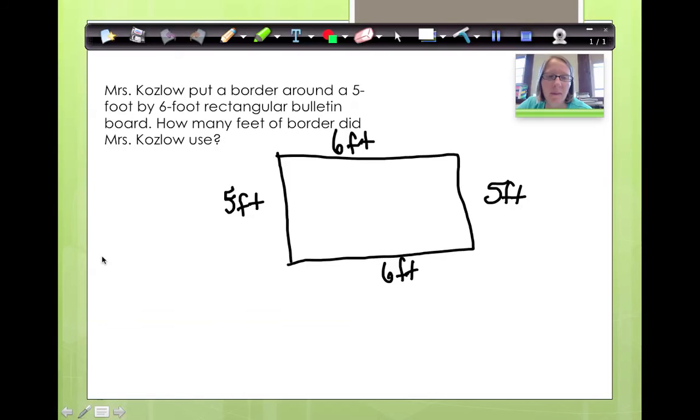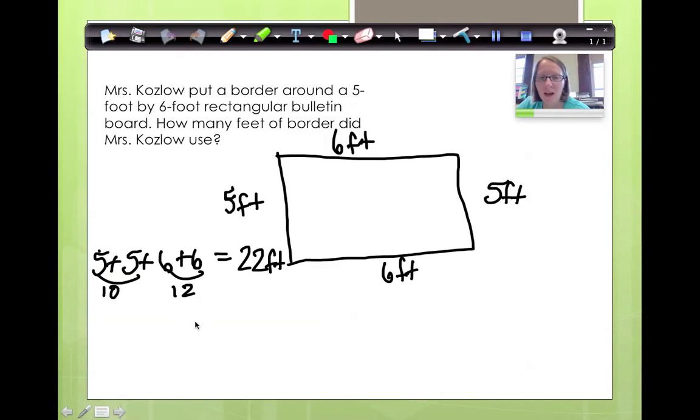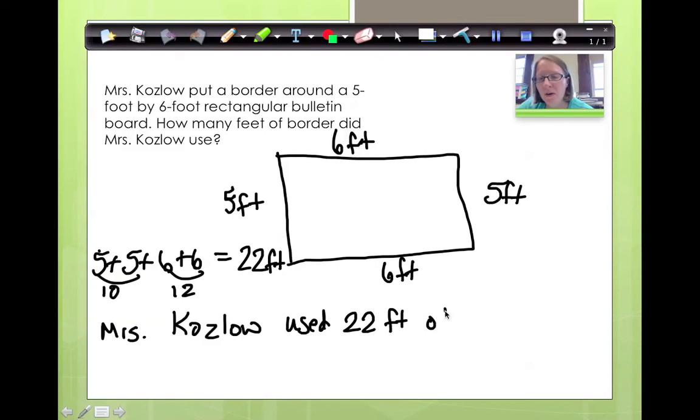Now let's add them up. 5 plus 5 plus 6 plus 6. 5 plus 5 is 10. 6 plus 6 is 12. That'll give me 22 feet. Okay, so make sure you always write your statement. Mrs. Kozlow used 22 feet of border on her bulletin board. All right. Okay, one more problem.